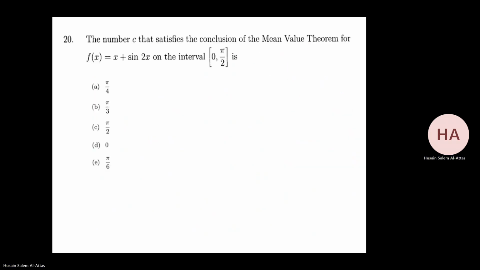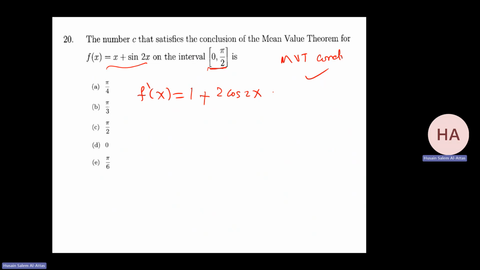The conclusion over this interval is the same thing. Function continuous, condition satisfied. Let me say the MVT conditions are okay. So f prime, we're clear. Function is continuous. Everything is clear. 1 plus 2 cosine 2x.